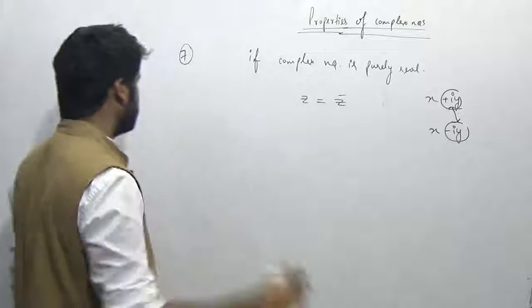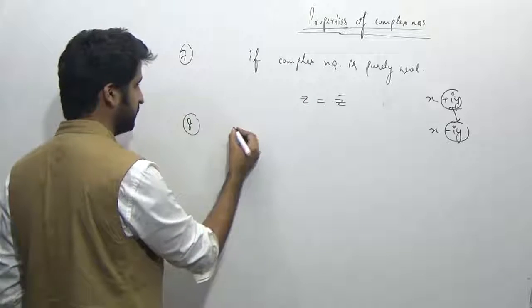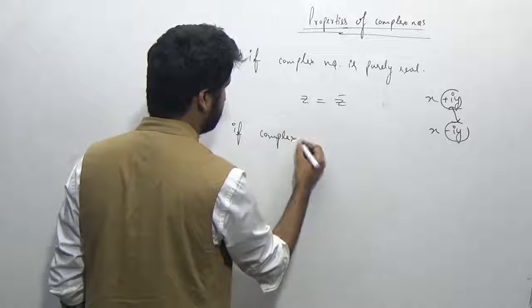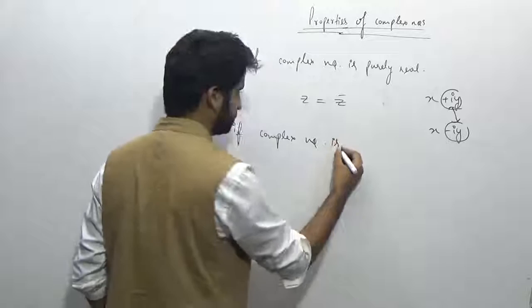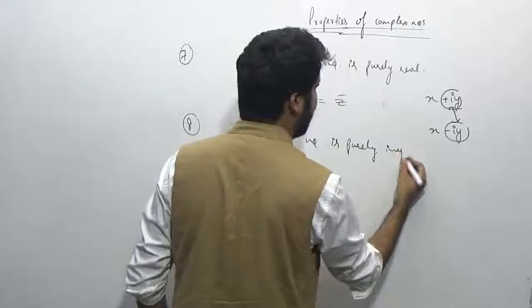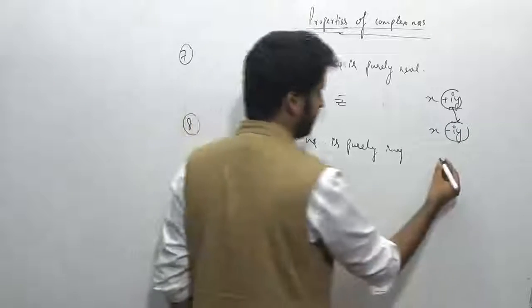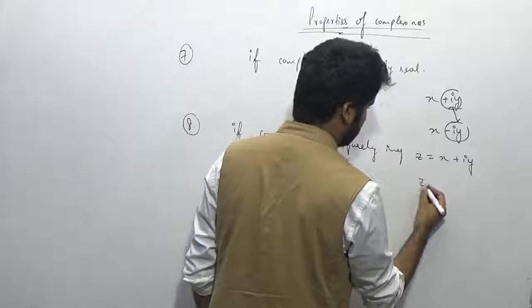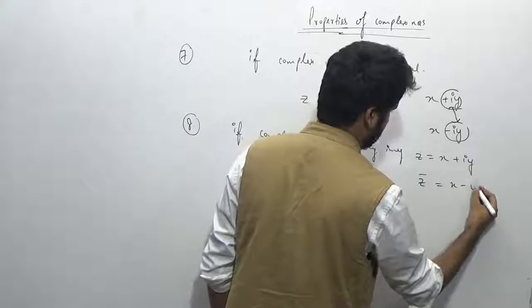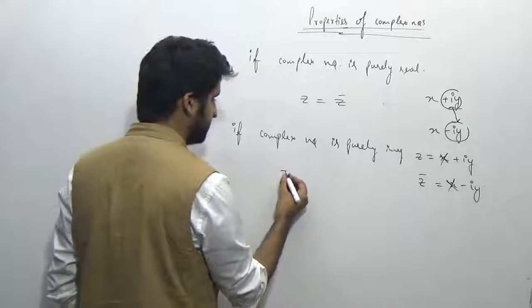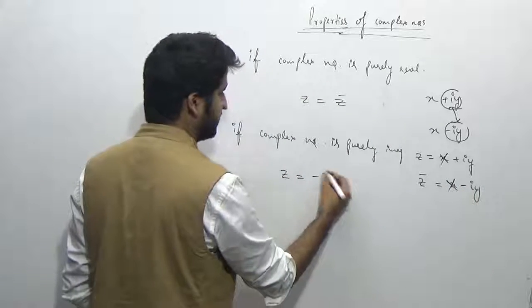And if the complex number is purely imaginary, in that case we only have the imaginary part. Here this is z and this is the conjugate of z. We only have the imaginary parts, so we can easily say that z is equal to minus of z conjugate.